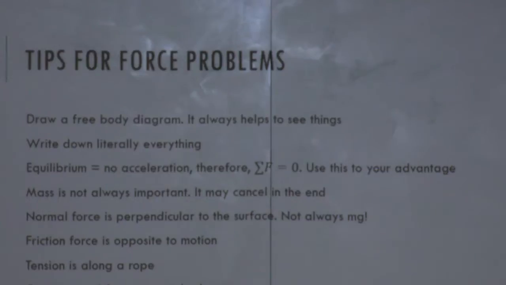All right, so some tips for solving these. You want to draw a free body diagram. It always helps. Pictures always help. Always draw things. Write down literally everything. Even if you're not entirely sure if it's important, it's probably important. When you're in equilibrium, you have no acceleration, so the sum of all of your forces is 0. Use that to your advantage. Mass isn't always important, so if you end up not having a mass and think, well, I think I need a mass to solve this, you might not. It might just cancel in the end.